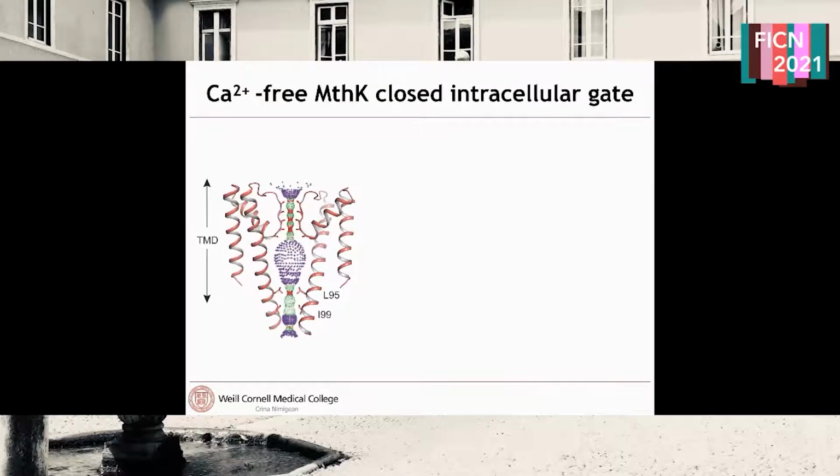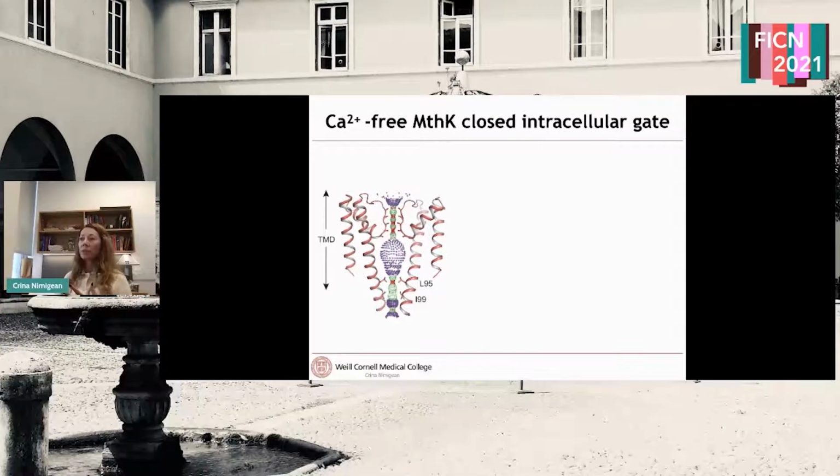What does the gate look like? What does the pore look like in the closed state? Is it open like the BK channel, or is it not? And I just gave it away. This is the pore of the intracellular calcium-free closed MthK. These are two subunits again, so I'm only showing the two opposing subunits of the tetramer, so you can see the pore a little bit better.